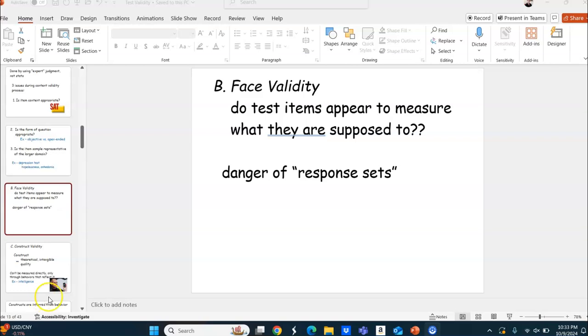The next one technically isn't something we count as a type of validity, but it's an important thing to talk about. You're going to encounter it probably on the comp review exam, maybe on the GRE. It just seems like a popular concept to ask about, so I'm going to go ahead and mention it. And that is the concept of face validity.